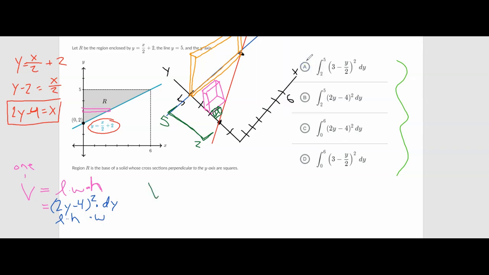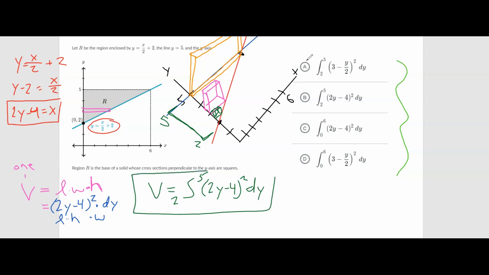Which means if I want to find the volume of the whole thing, the volume is equal to the integral over the interval 2 to 5 in terms of y. And then we're going to square the quantity 2y minus 4 and keep our dy. Hopefully that matches one of the answer choices.